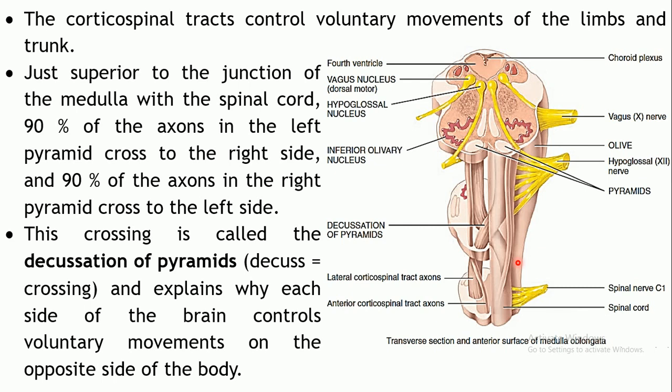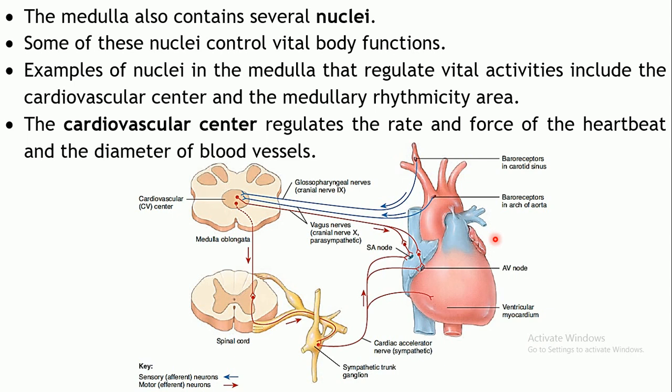In the form of decussation of the pyramids which occur in the medulla. Now, apart from these tracts, the medulla also contains several nuclei. Now, what are nuclei? Nuclei in the CNS. Remember the ganglia and the nuclei. These are the group of cell bodies, right? The group of cell bodies in the CNS is called nuclei, and the group of cell bodies in the periphery outside the CNS is known as ganglia.